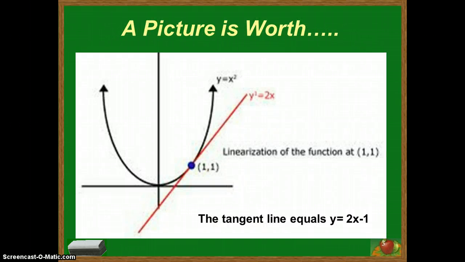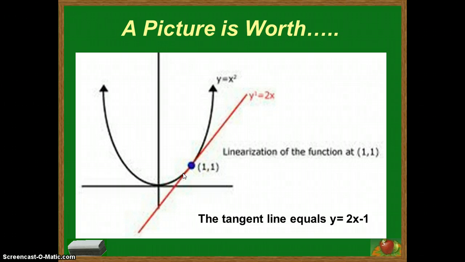A picture's worth 1,000 words. In this case, if you look at the function y equals x squared, there's a tangent line drawn at the point (1, 1). The derivative of y equals x squared is 2x, so the slope of that tangent line is 2x. I could approximate the value of the function at some x, right where the pointer is here, close to 1, by using the y value of the tangent line. This is the whole idea behind linearization.